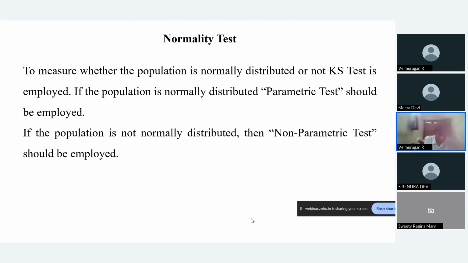Next is the main thing, normality. We noted in most of the viva examinations, most of the scholars, knowingly or unknowingly, are employing various tests like ANOVA, independent t-test, chi-square. The main thing is that analysis of variance, that is ANOVA, or independent t-test is a parametric test. Chi-square is a non-parametric test.